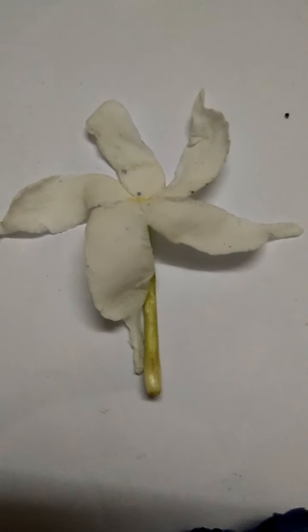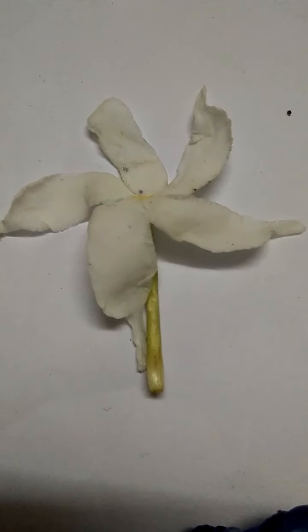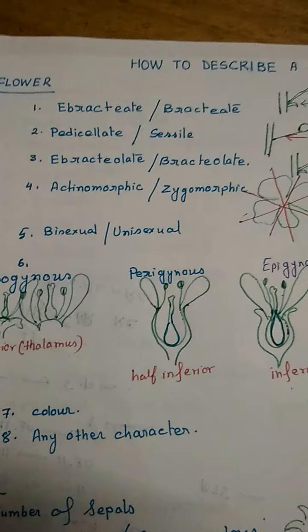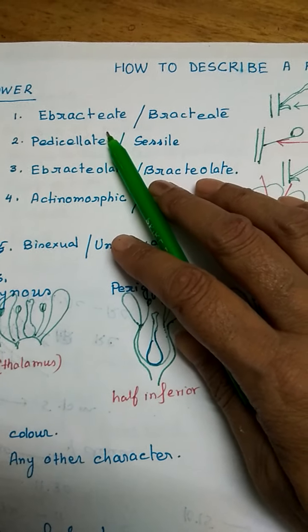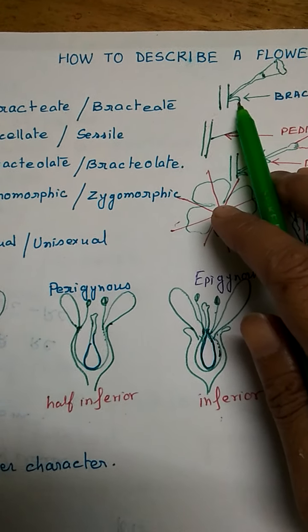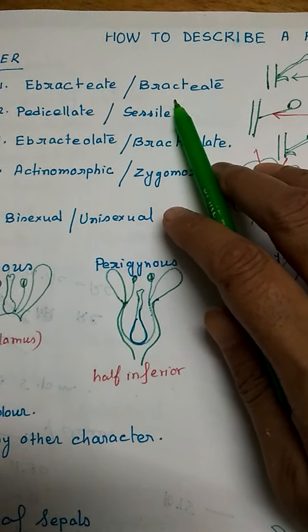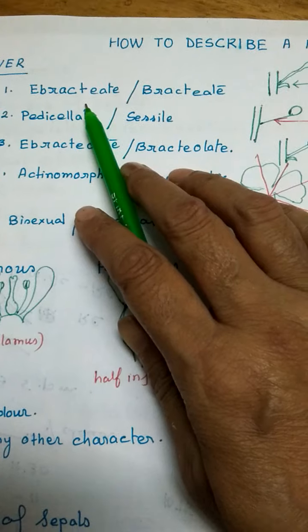That is how to describe a flower. You have to know some terminology. For the description of a flower, you have to know whether the bract is present or absent. Now what is bract? See the green part, this part is known as bract. So if the bract is present, then it is bracteate. If that one is absent, then it is known as ebracteate.